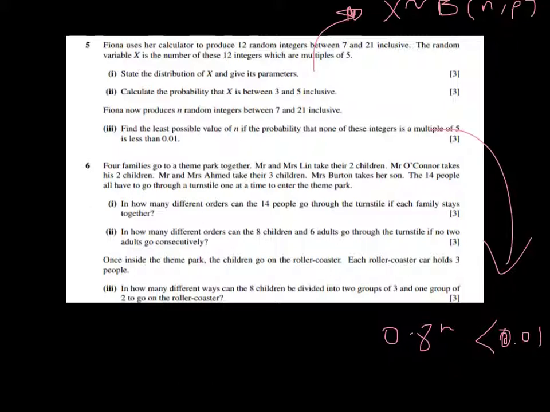If you're really against logs, you probably could just do some trial and error and still get the answer as well. Cool, so for question 6, lots of numbers, lots of people, it must be perms and coms.